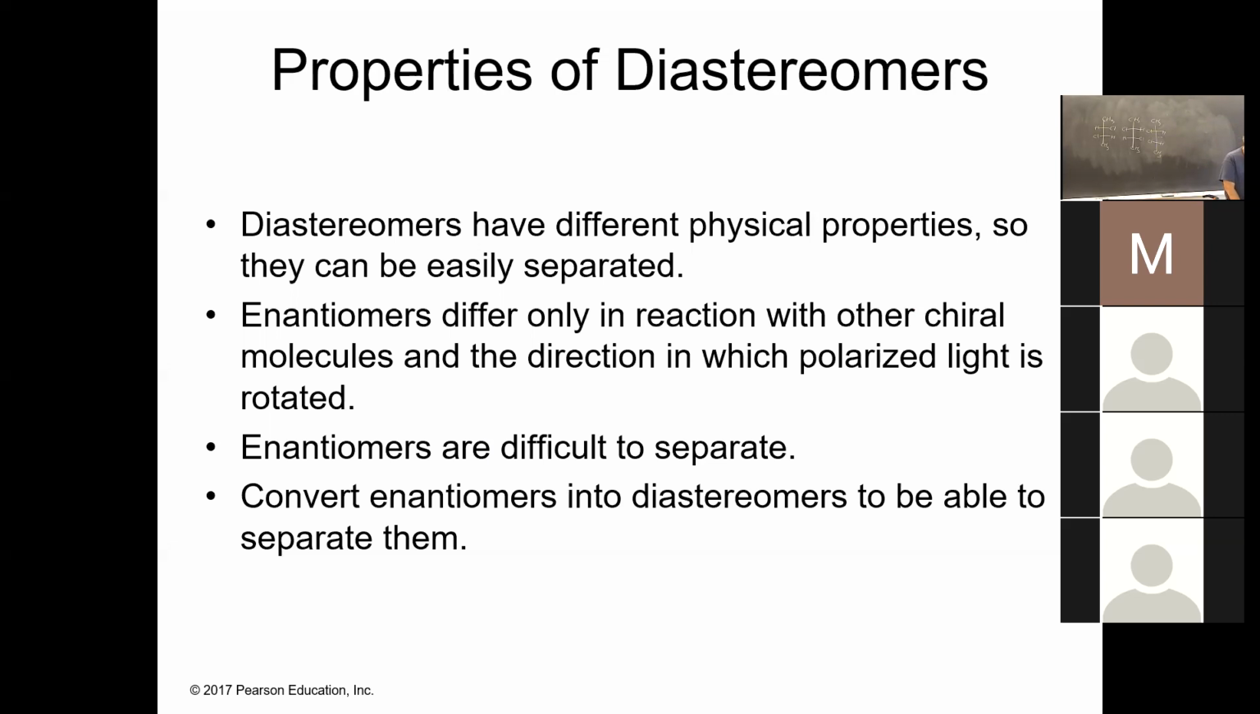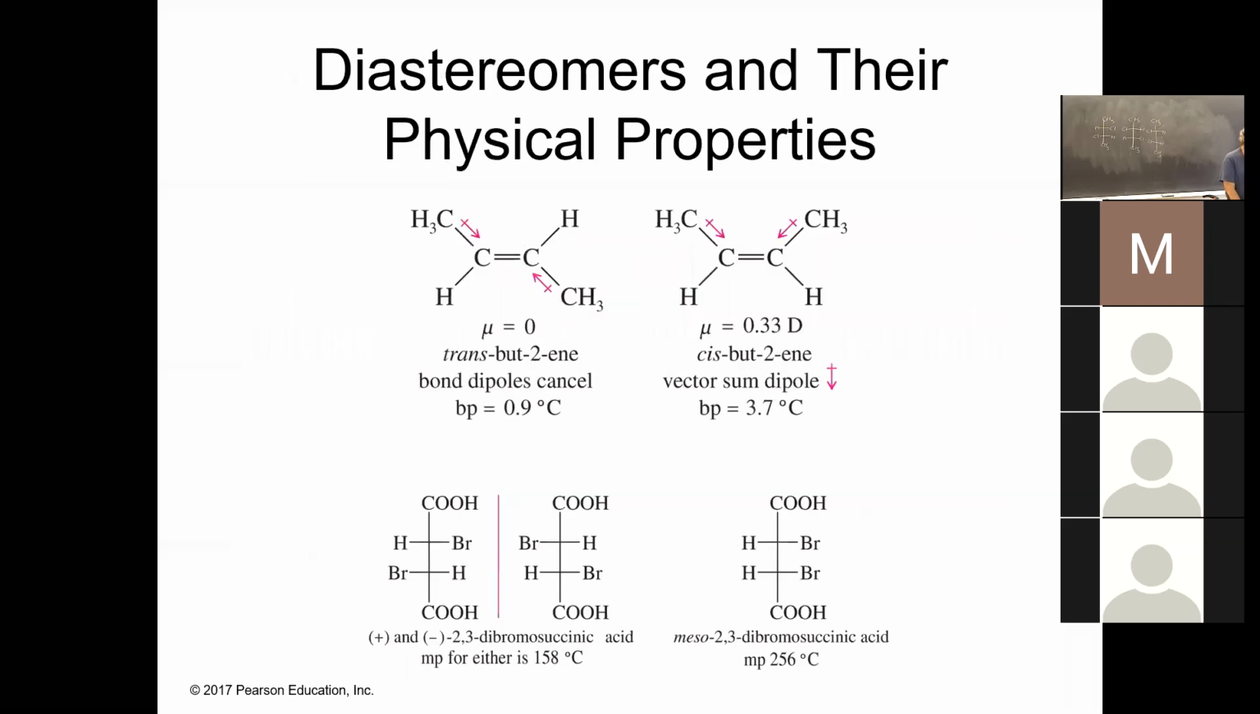Enantiomers are difficult to separate. I'll mention some of the ways that we can separate enantiomers. One way is to convert enantiomers into diastereomers and then separate them. This shows that enantiomers have the same physical properties, but diastereomers have different properties.